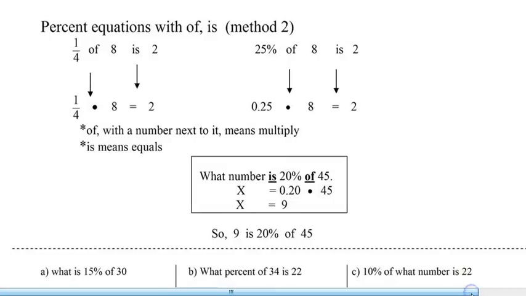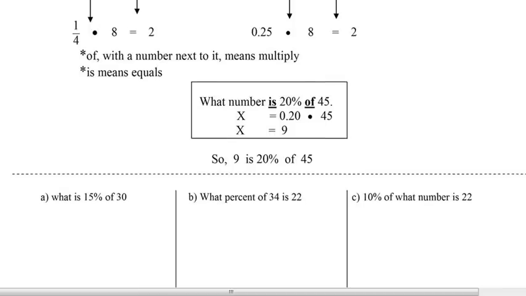Alright, this is method number 2 for percentage equations with of and is. And all you have to do is remember this for the next method. Of, we use as multiply, is equals. So if there's a number in front, you put the number in front of the of, we put multiplication, and then is, you put an equal sign. Okay, of does not always mean multiplication, but for these equations it does.